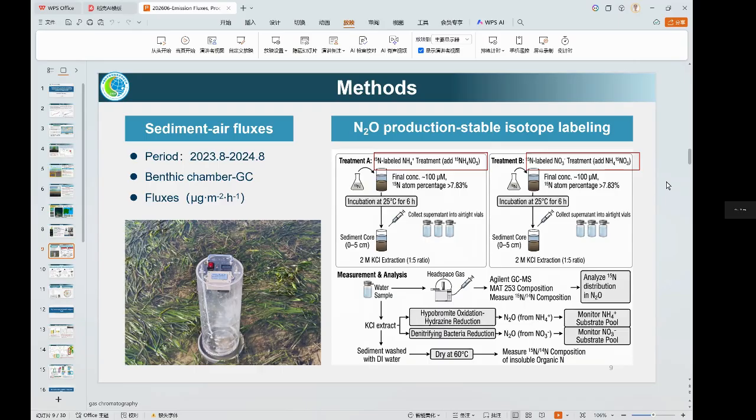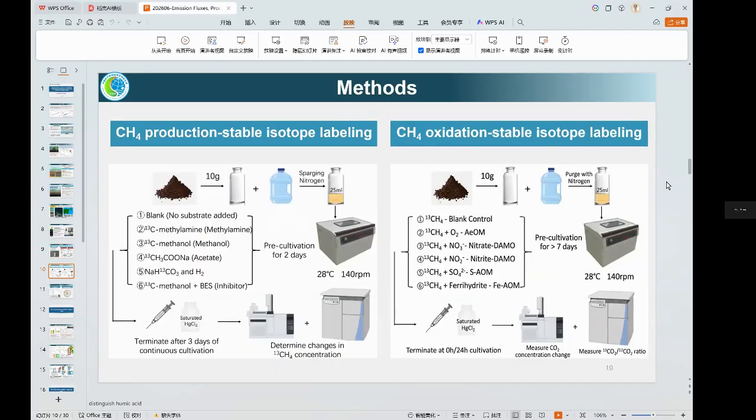15N stable isotope labeling was used to distinguish the N2O contribution from nitrification, denitrification, and heterotrophic nitrification. This process oxidizes organic nitrogen to produce N2O. 13C-labeled substrates were applied to distinguish methane production pathways, and 13C-labeled methane was applied to quantify methane oxidation processes.